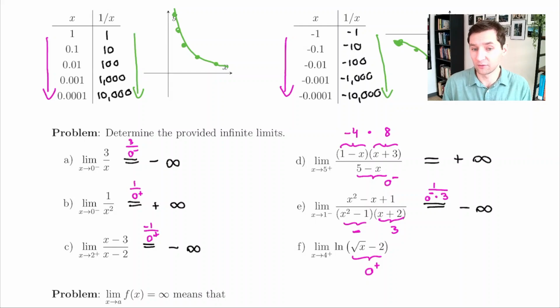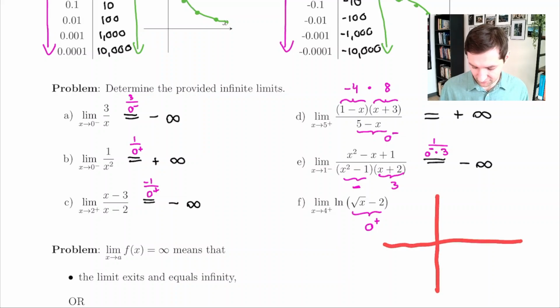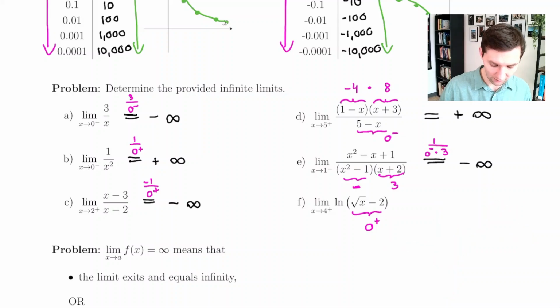What happens to the natural log as we plug in numbers closer and closer to 0? To answer that question, you have to remember what the natural log function looks like. Here's the y-axis, here's the x-axis, and here's the natural log function. Note that as the x's or the inputs get closer and closer to 0, the outputs go toward negative infinity. So here, the answer is negative infinity.